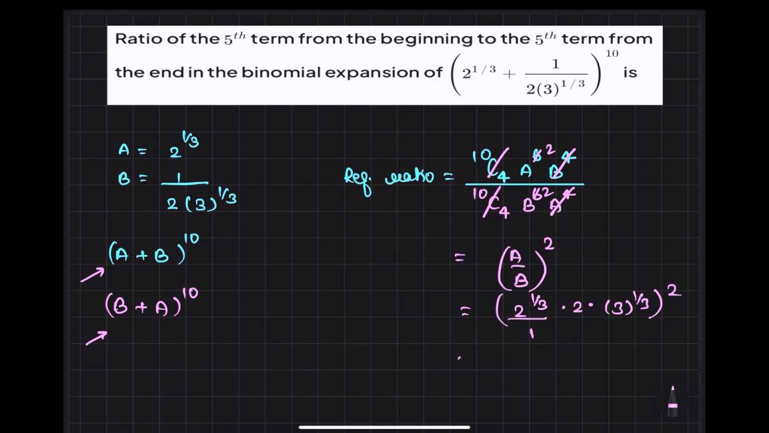Okay. Now if you observe this and this, the power is the same. So if the power is the same, the bases will be multiplied. So can I write it as 6 power 1 by 3, 6 power 1 by 3 into 2 power 2? So can I write this as 4 into 6 power 2 by 3. So the required ratio is this. I hope you got the approach and you can handle similar situations. Okay.